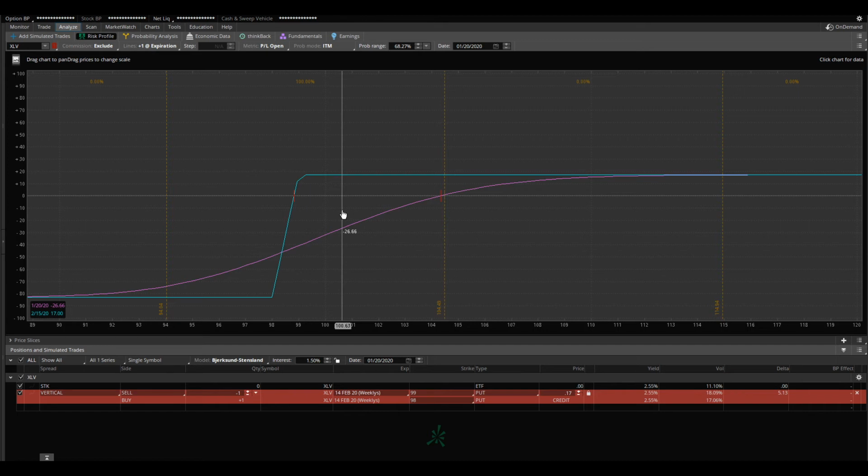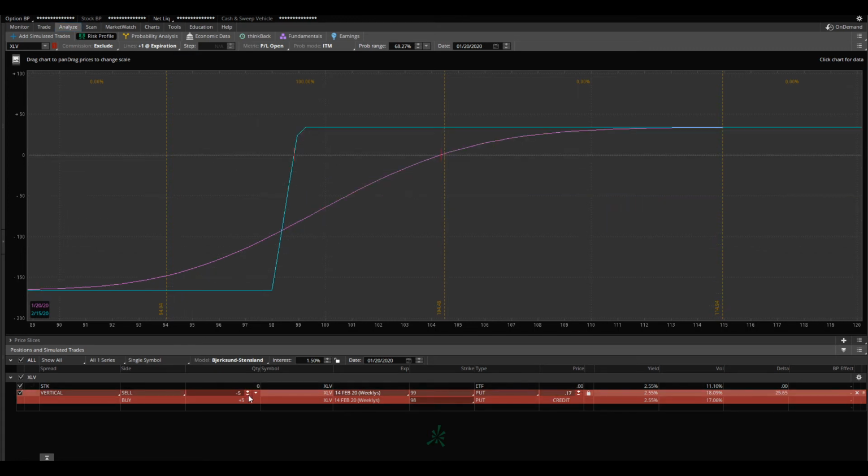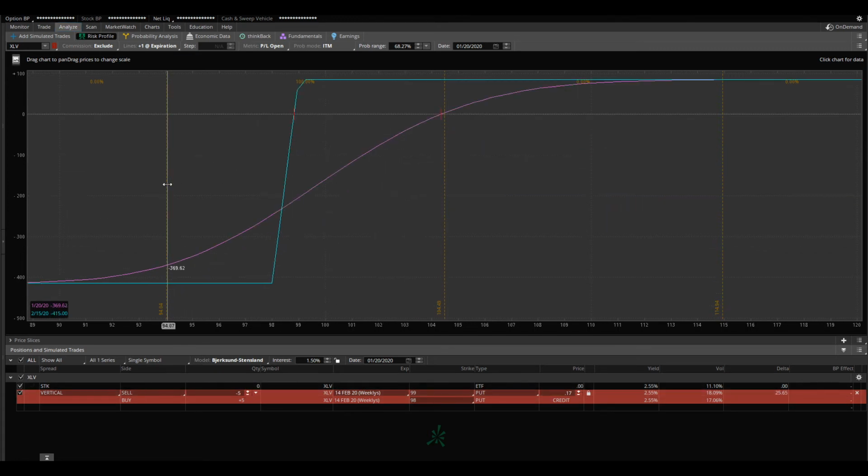Just because you see these on the scanner doesn't mean that these are great trades. But this is saying that this XLV is going to be over $99 by February 14th. You're collecting $17 per contract and you're risking $83. So about 20% profit on that. So, you want to sell 5 of them, you're collecting $85, you're risking $415. So, you're giving the market $415 and they're saying, well, we're going to pay you $85 if you're correct.